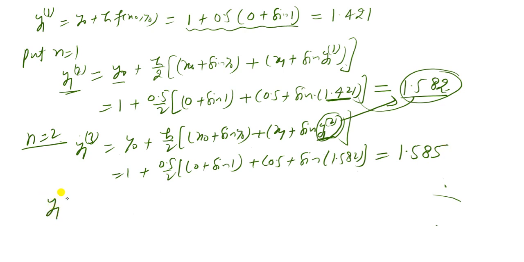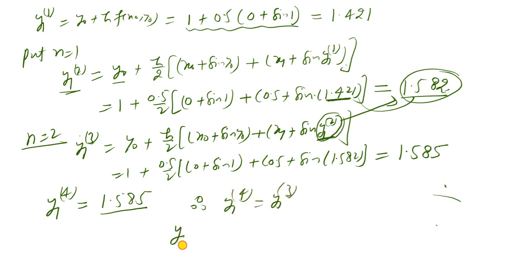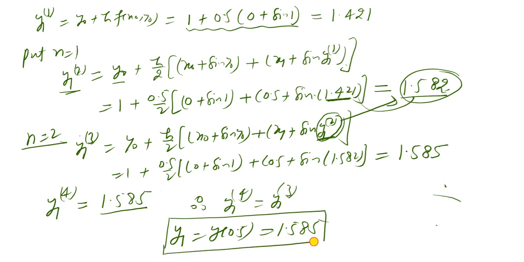So similarly we compute, and y14 is equal to 1.585. So here the value of the y14, 1.585, is equal to the value of the y13, that is 1.585. So therefore y14 is equal to y13, hence y1 is equal to y of 0.5 is equal to 1.585. So in the step 1 we compute the value of the y at x is equal to 0.5.